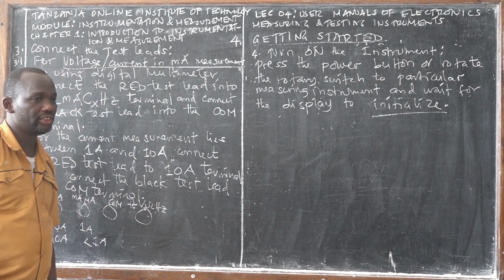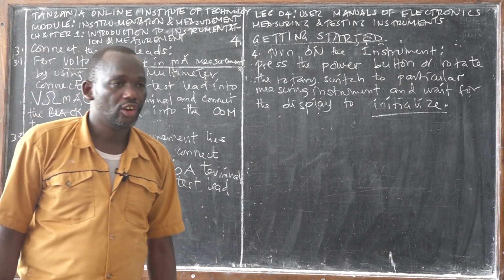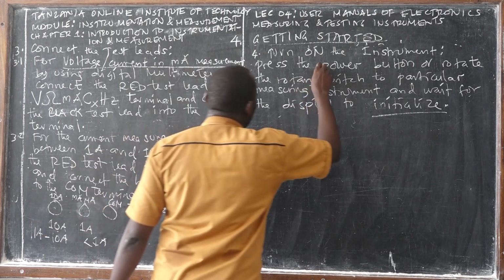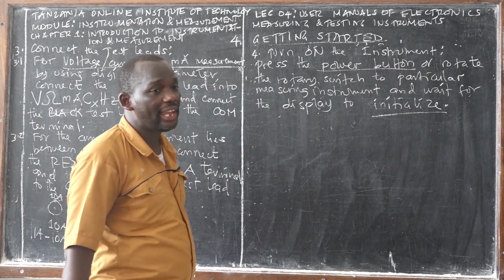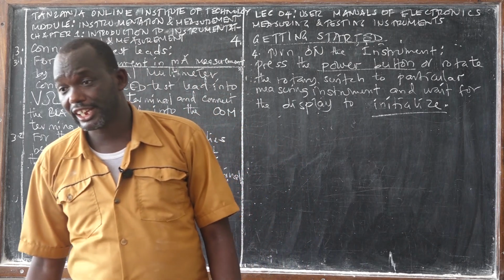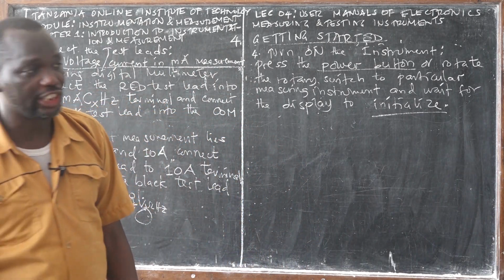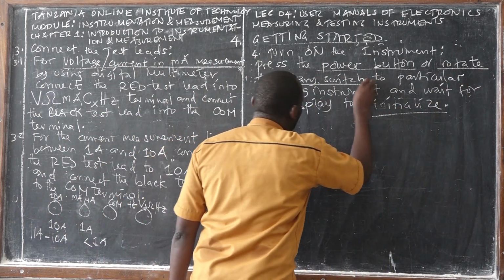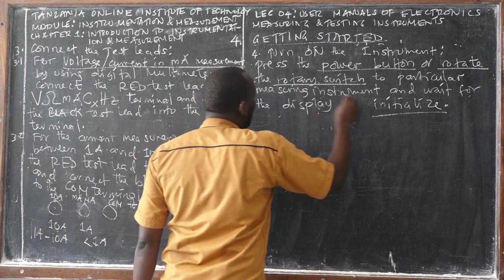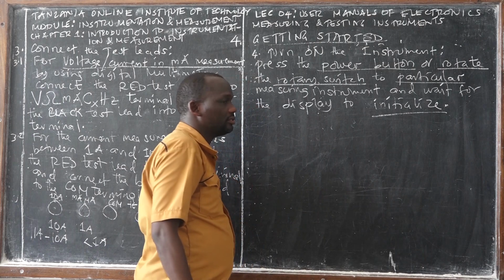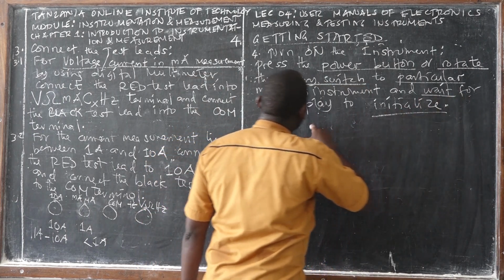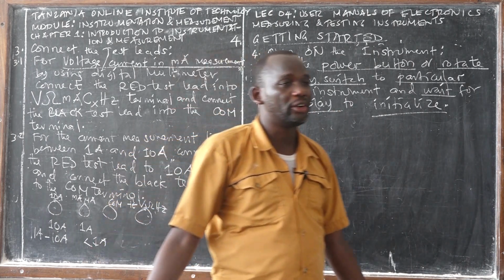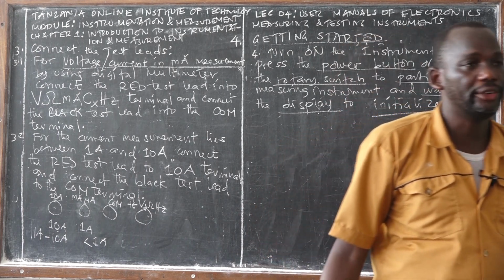Turn on the instrument. How can you turn on the electronic measuring instrument? So these are the instructions. Press the power button. Say power button. Power button has been mentioned where? In the key components of getting started. If that measuring instrument has a power button, or you've been asked to rotate the rotary switch in a particular measuring instrument, then you have to wait for the display to initialize. Where did you introduce the display screen? In the key components of getting started. Class, are we together? Yes.